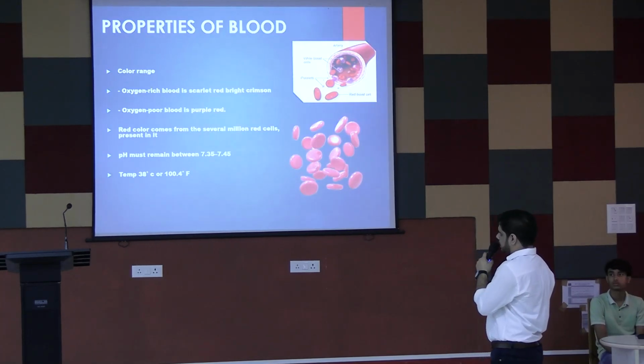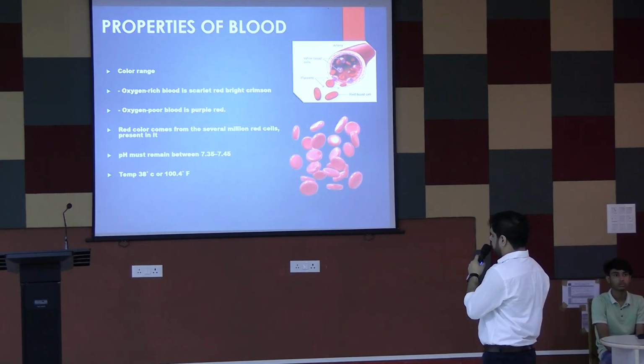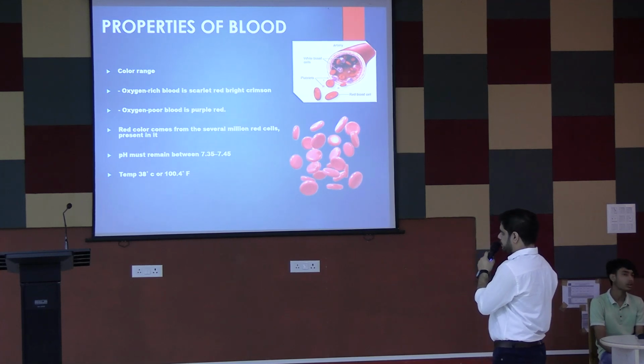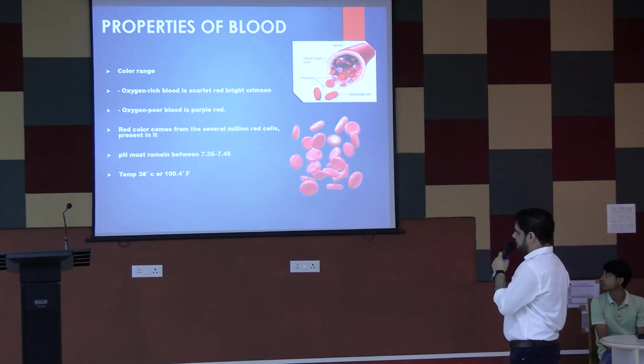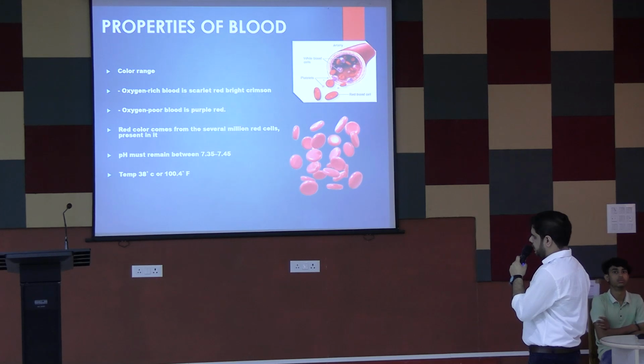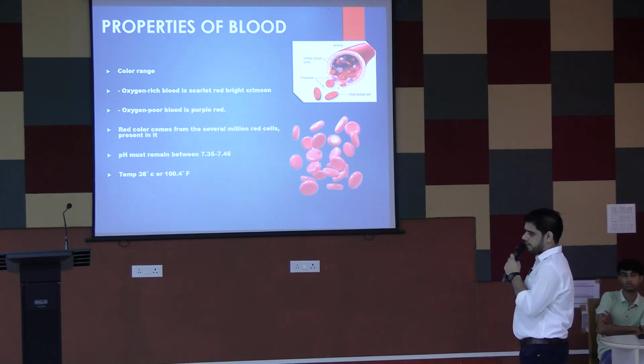Properties of blood: color range. Oxygen rich blood is scarlet red, bright crimson. Oxygen poor blood is purple red. The red color comes from the several millions of red cells present in it. pH must remain between 7.35 and 7.45. Temperature is 38 degrees C or 100.4 degrees Fahrenheit.